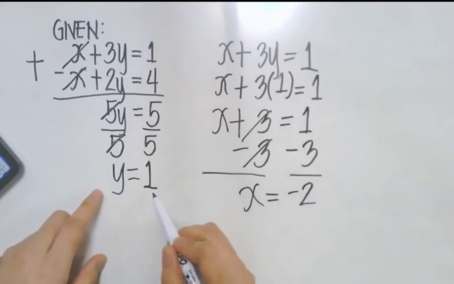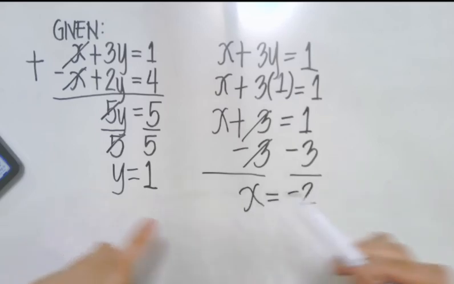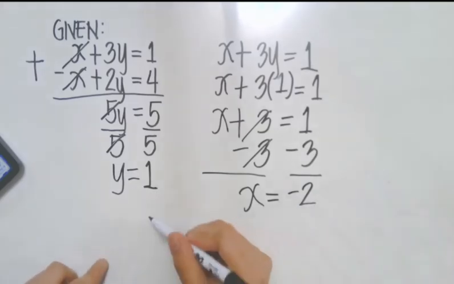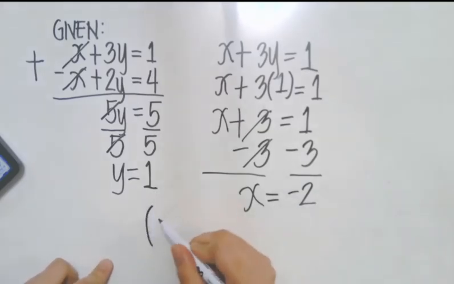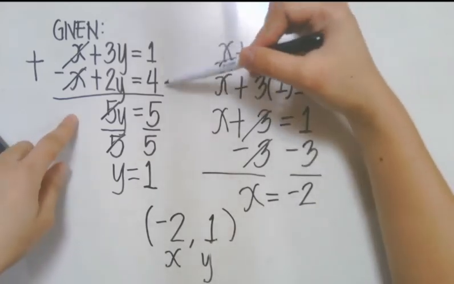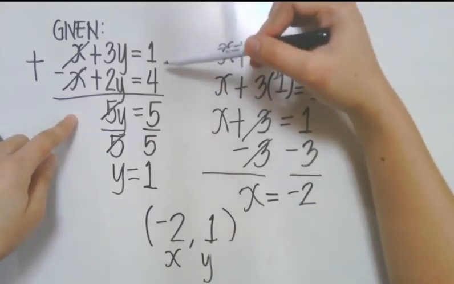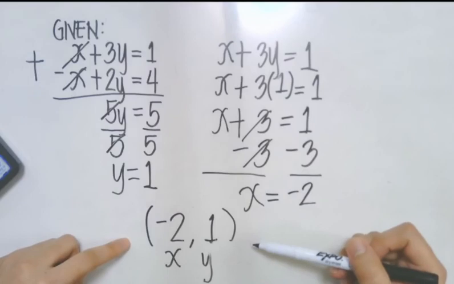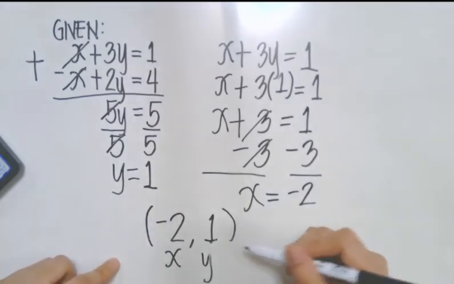We now have the value of variable y and the value of variable x. So our solution will be negative 2 and 1. This is your x value, this is your y value. Therefore, these two linear equations intersect at the point negative 2, 1. And this is now their solution.